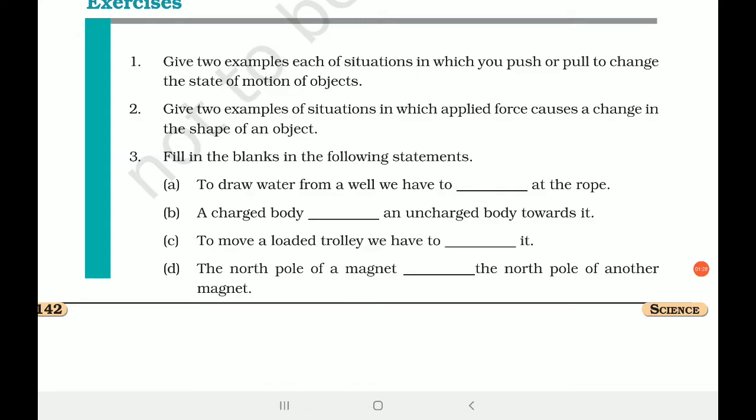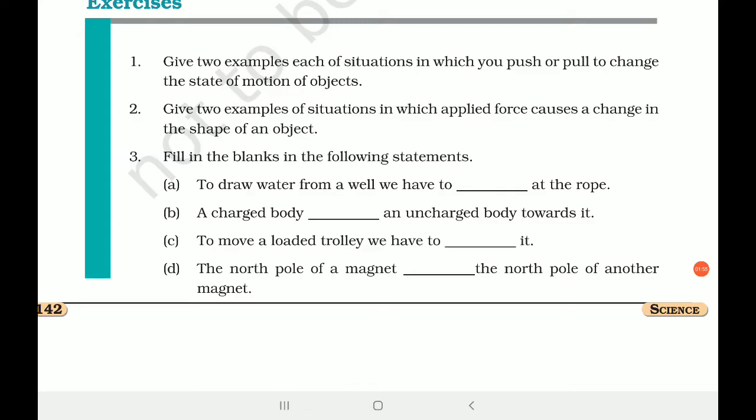A charged body dash an uncharged body towards it: attracts or pulls? I think attracts is a better option because pulling needs contact. So remember, it's not pulling, it's attracting. Okay. To move a loaded trolley, we have to push it.